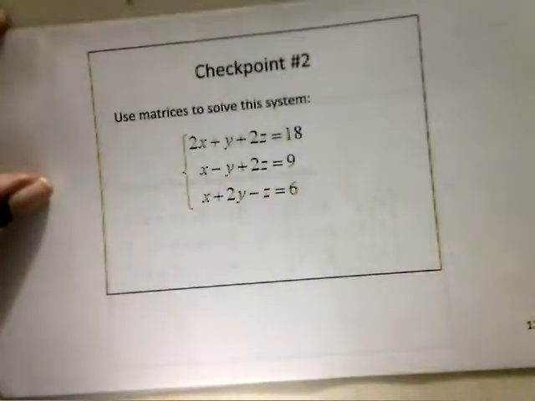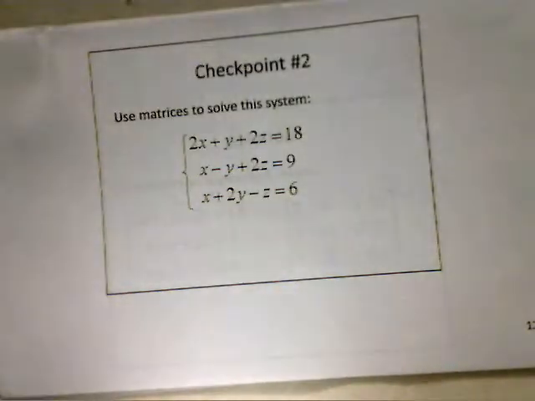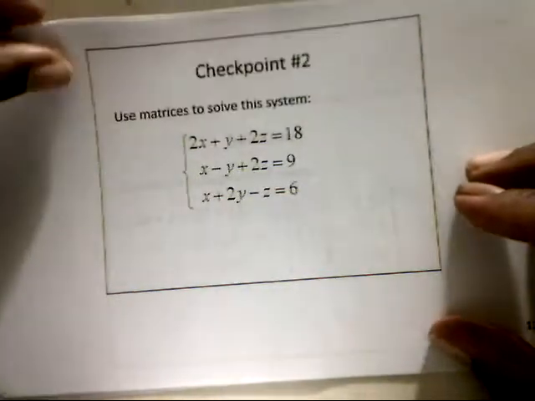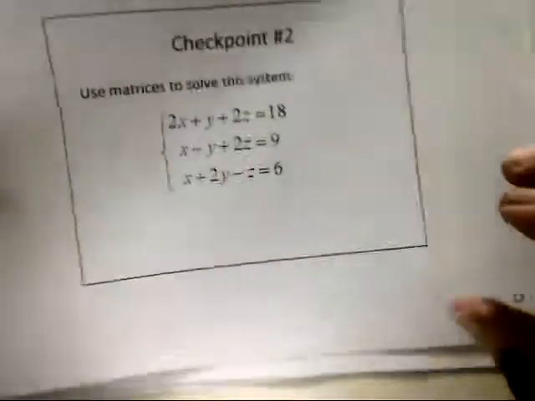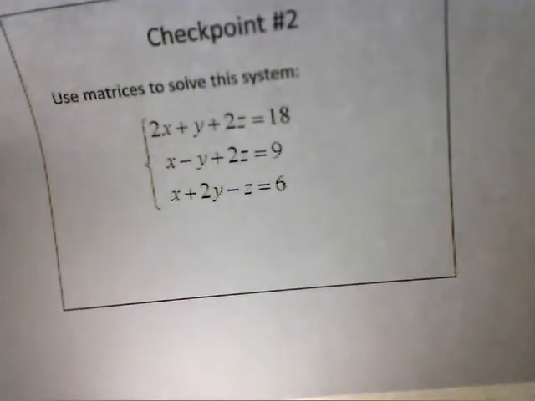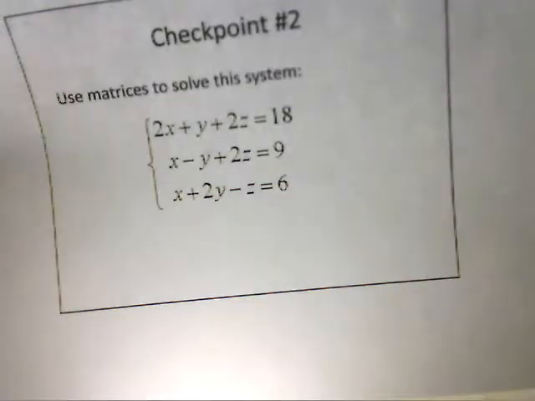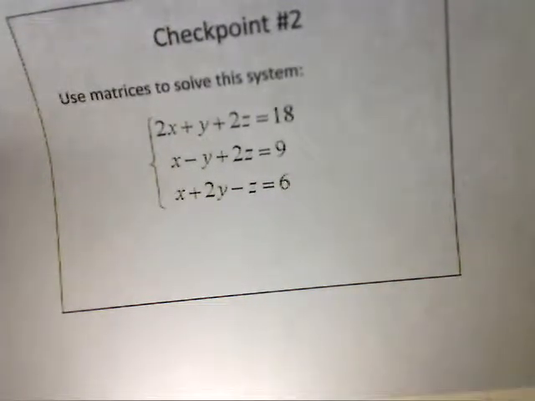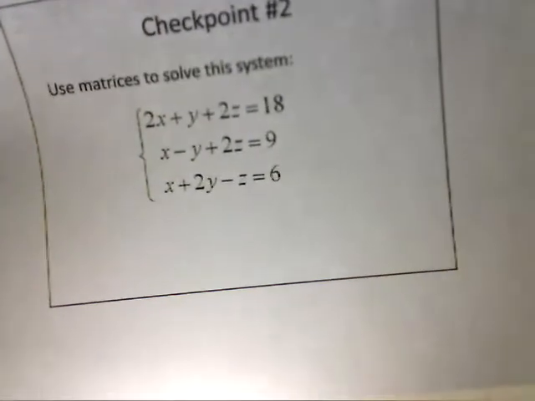So let's look at this one right here. So here we're going to use matrices to solve this system. And we're going to use the matrix row operations that I talked about earlier. Here we got 2x plus y plus 2z is equal to 18. x minus y plus 2z is equal to 9. x plus 2y minus z is equal to 6.